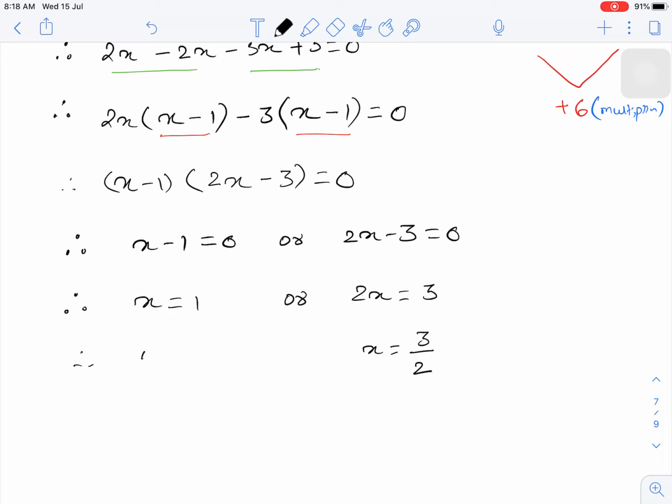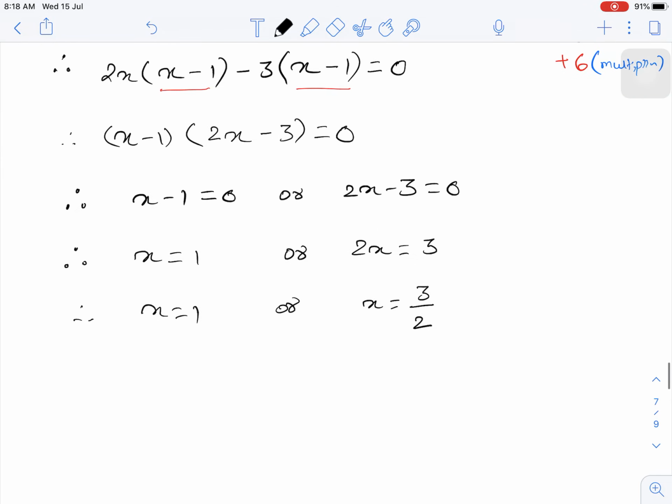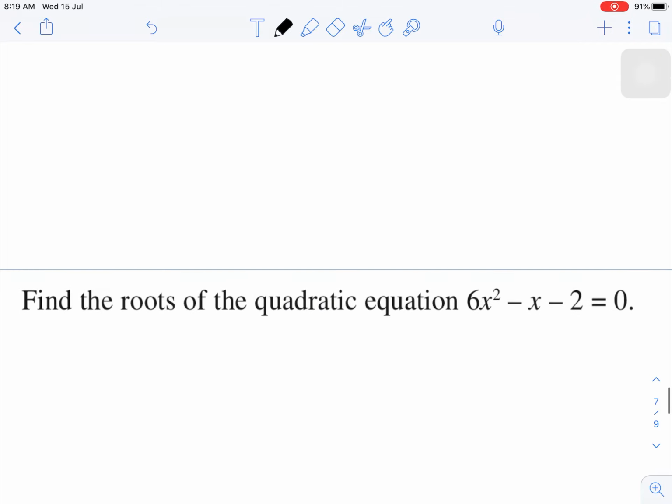Okay, so therefore x equals to 1 or x equals to 3 upon 2, these both are solutions of the given equation. In other words, we can say that they are roots of the given equation. So we can write final answer, therefore x equals to 1 and 3 upon 2 are roots of given equation.